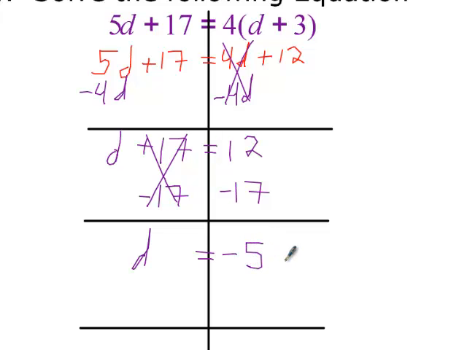Okay? Now, how do we know when to stop? When the variable is completely isolated. So that means nothing in front, nothing behind, and nothing underneath. Do we have an isolated variable here? Yes, we do. And we're done.